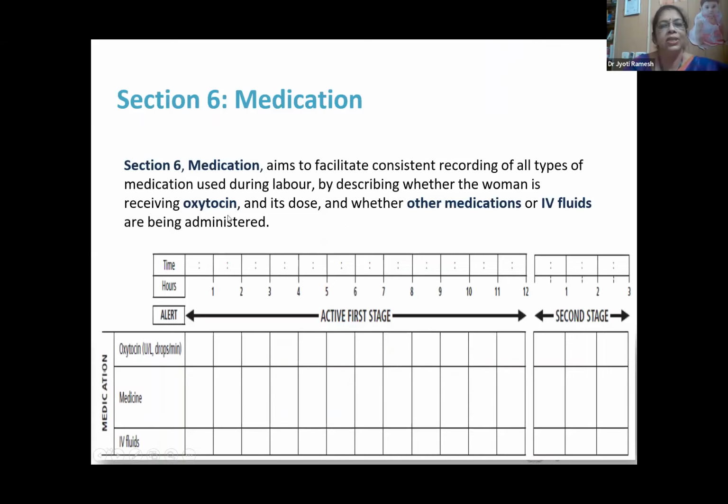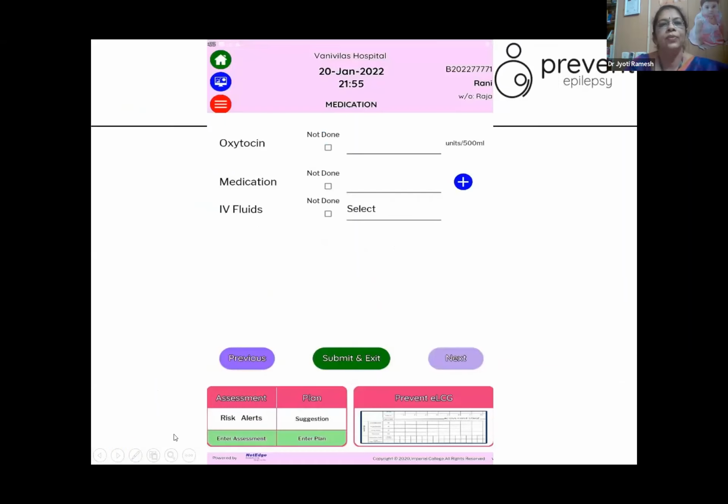Next is the medication, what we have used regarding oxytocin or antibiotics or IV fluids, which needs to be entered. So we have the oxytocin medication and IV fluids in the tab to be entered.